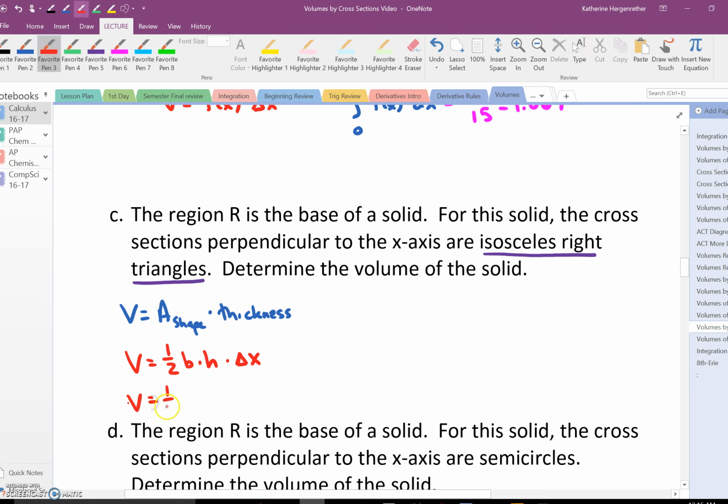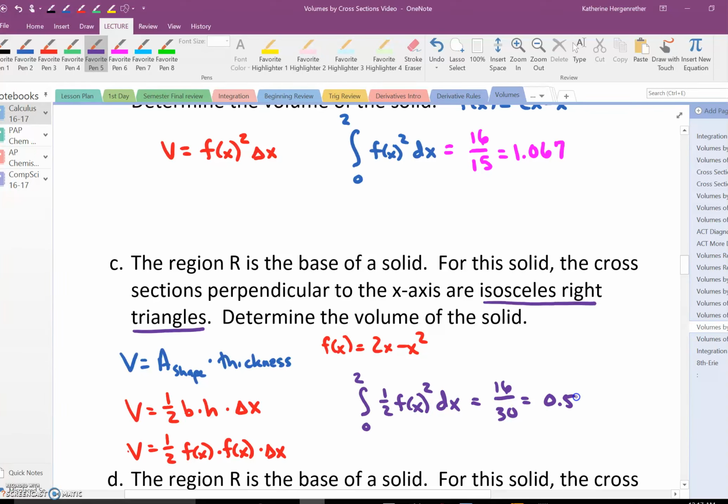So our volume is going to be 1/2 f of x times f of x times delta x, where again f of x is equal to 2x minus x squared. So if I wanted a bunch of these, I would integrate from 0 to 2 of 1/2 f of x squared dx. And this should be half of the answer from letter B, because we're doing a triangle instead of the square. And so you should get 16 over 30 instead of 16 over 15, or 0.533 instead of 1.067.